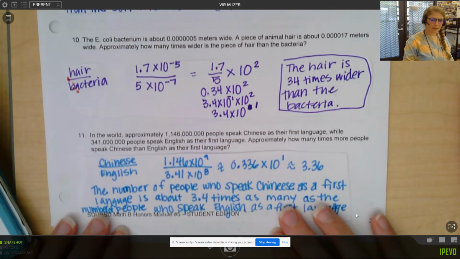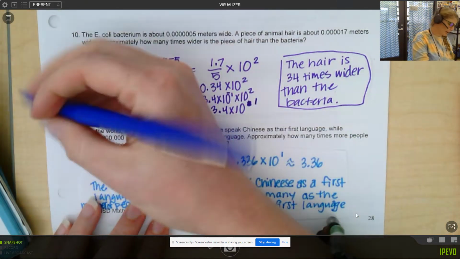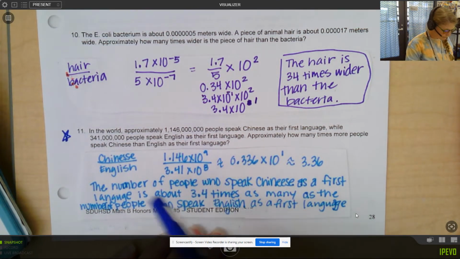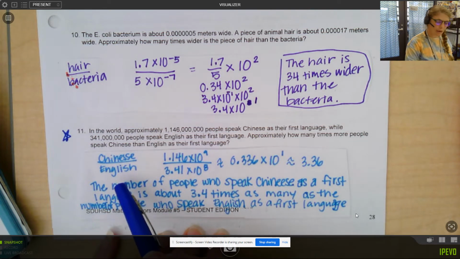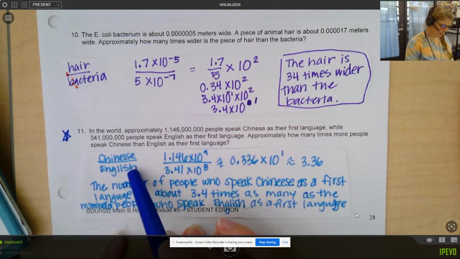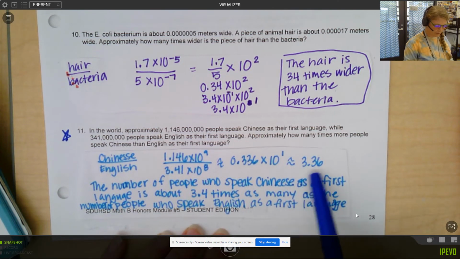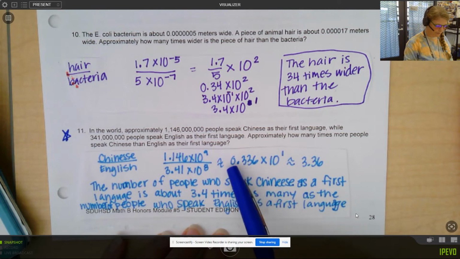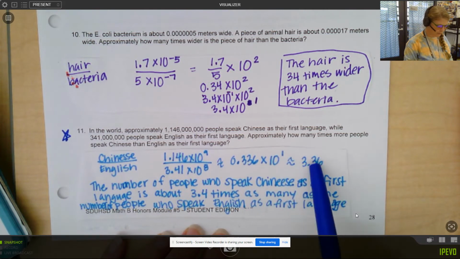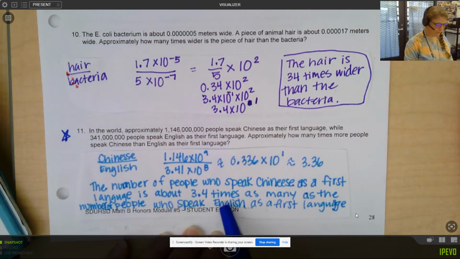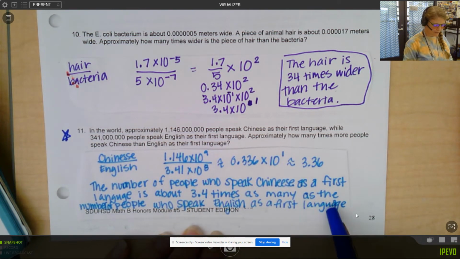Taking a look at 11, 11 is a great problem. You probably want to put a little star next to it. In the world, we want to know how many times more people speak Chinese than English as their first language. So this would be Chinese over English. So when you do that math, you get about 3.36, 0.336 times 10 to the first. So the number of people who speak Chinese as a first language is about 3.4 times as many as the number of people who speak English as their first language.